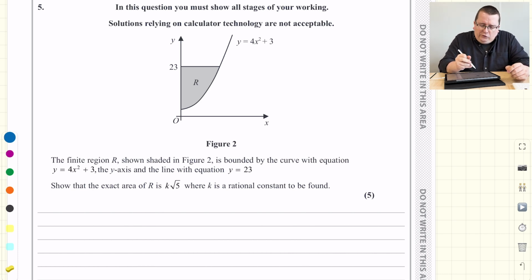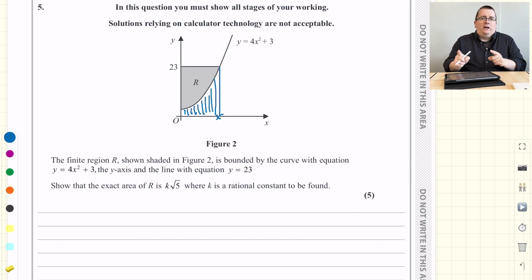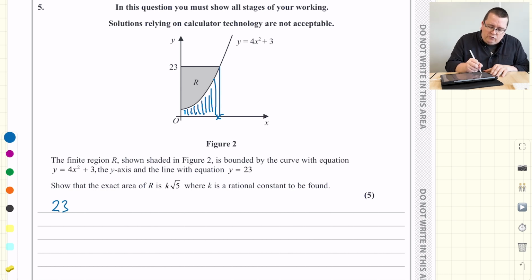Okay, this is the way I'm going to go about this. I'm going to consider this rectangle and then subtract the area underneath the curve, and that will leave me with R. In order to do that, I need to work out this point here, the x value that corresponds with the y value of 23. So I'm going to substitute y is 23 into the equation of the curve.